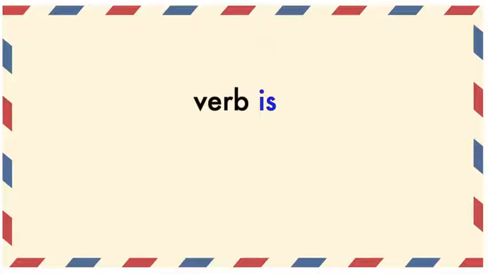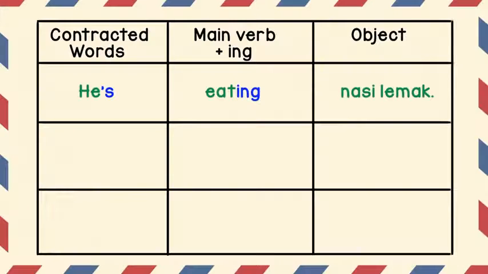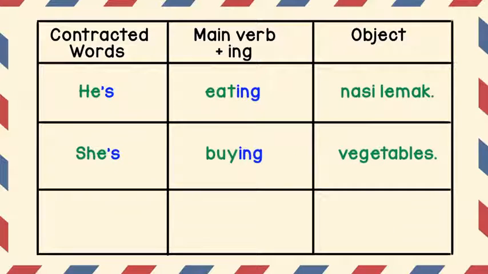When the verb is contracted, it will be shortened to apostrophe plus s. For instance, he's eating nasi lemak. She's buying vegetables. It's recording music.